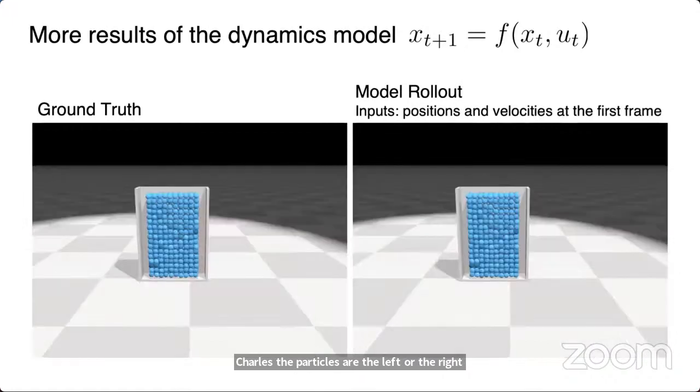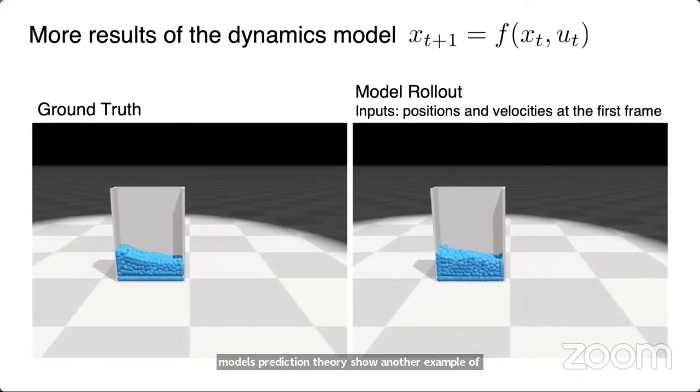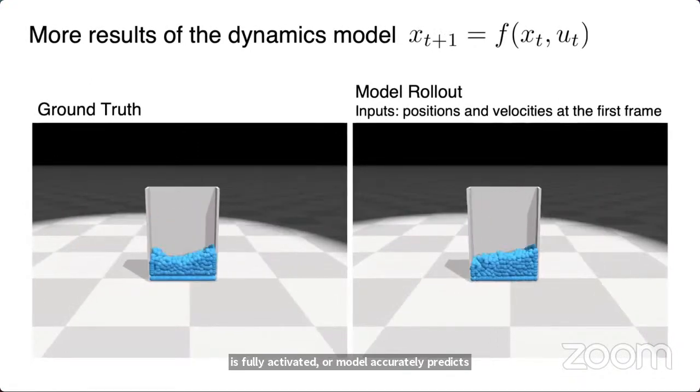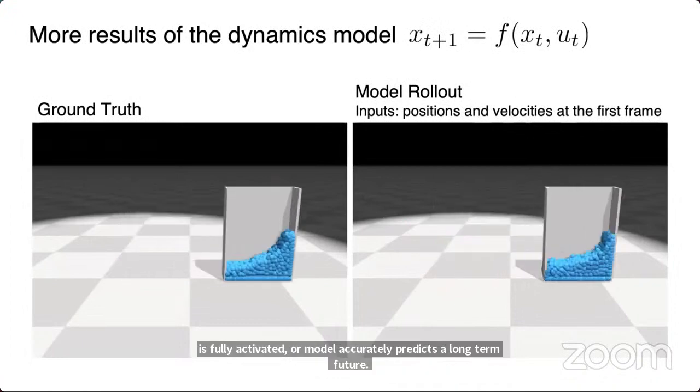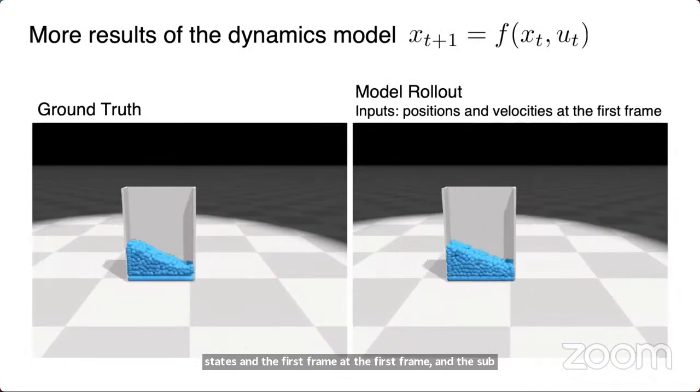Here we show another example of shaking a box of fluids. We assume that the container is fully actuated. Our model accurately predicts a long-term future by taking in the particles' states at the first frame and the subsequent actions for controlling the container's movements.